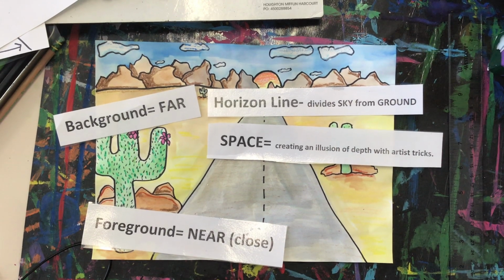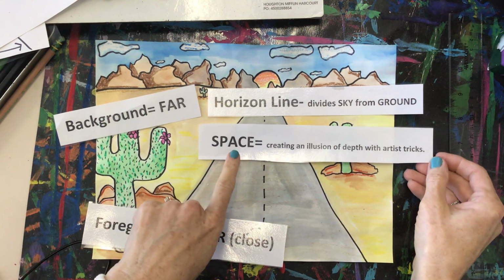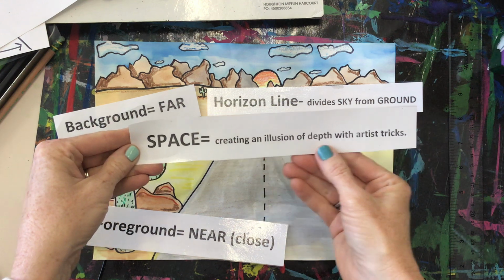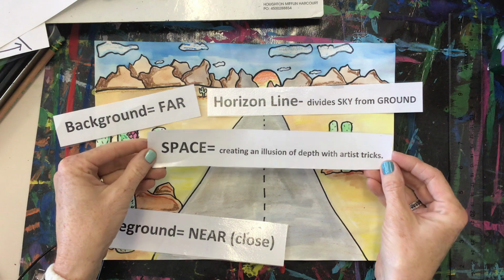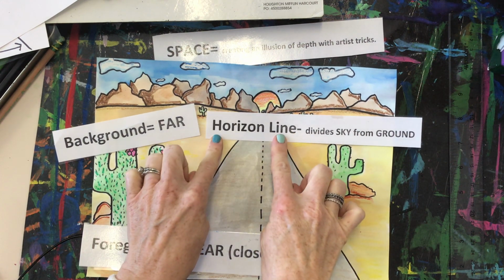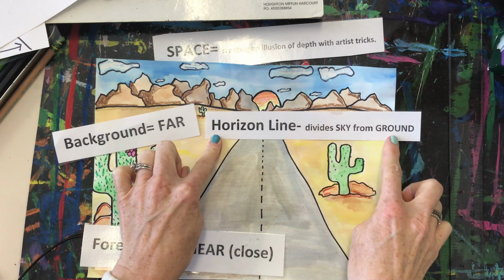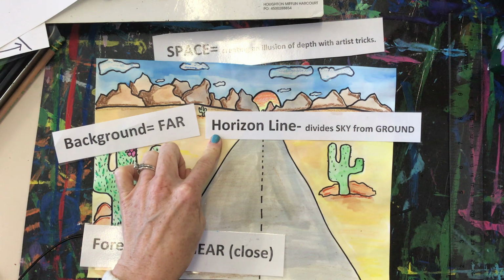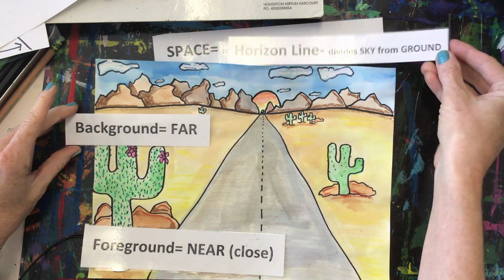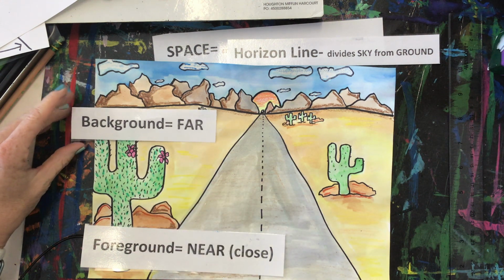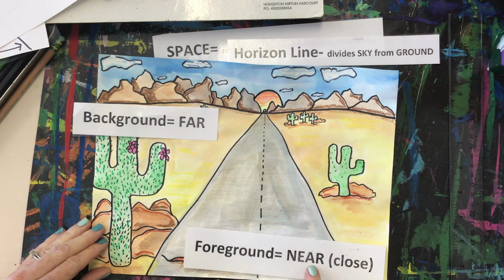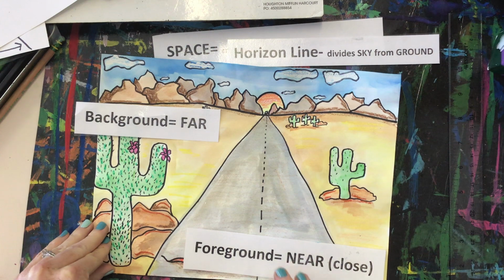Okay, third grade. Today we are going to create our artwork concentrating on our element of art, space, which is creating an illusion of depth with artist's tricks. One of the super important tricks is our horizon line. That divides our sky from our ground, or whatever is below our sky. It could be water, it could be ground. Our horizon line also helps us determine the background, which is far, far, far, far away. And our foreground is on the bottom of our paper, near us, or it looks close to the viewer.